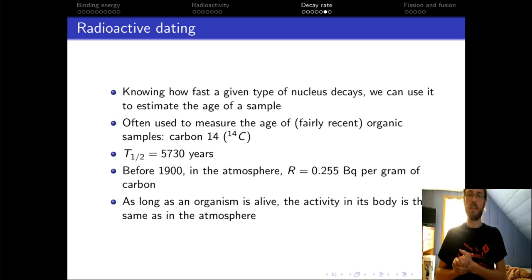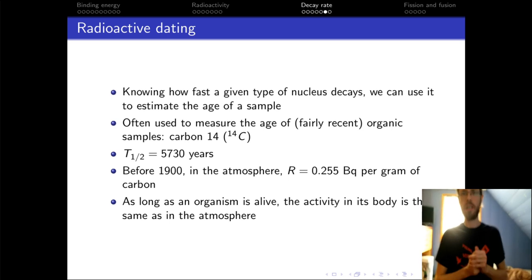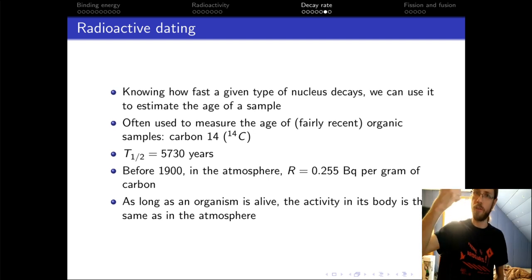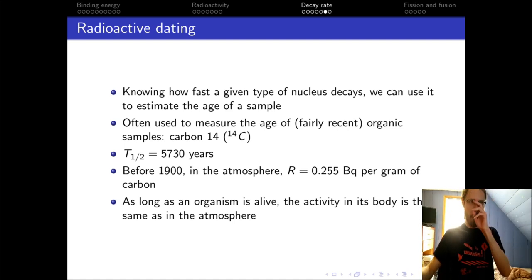So as you wait, you get a smaller and smaller sample. So the fluctuations get more and more important. The mean value you get out of the equations we found gets less and less reliable. But if you have a compound with a larger lifetime, larger half-life, sorry, you can use it to date older samples.